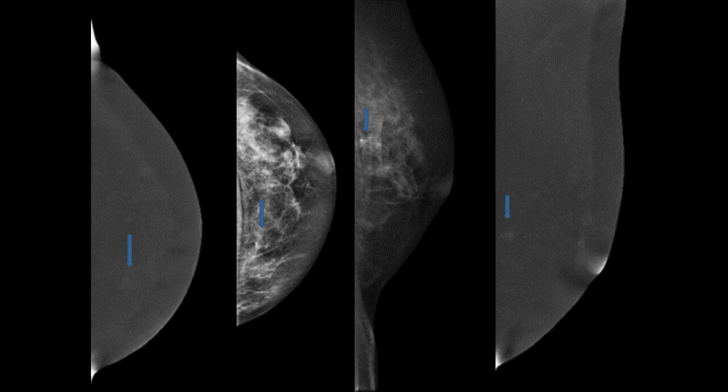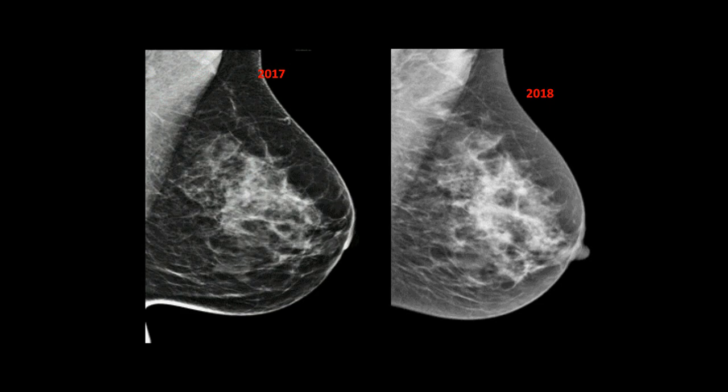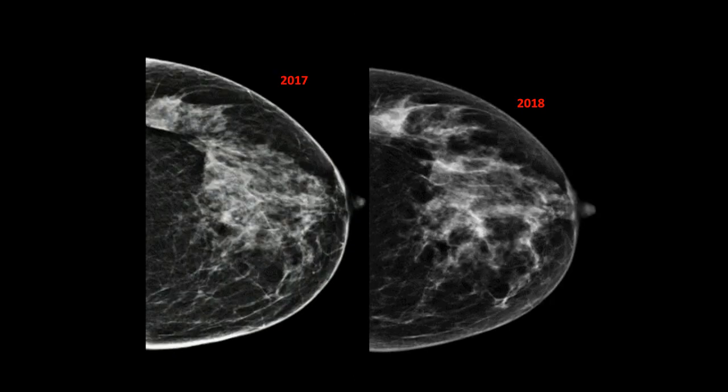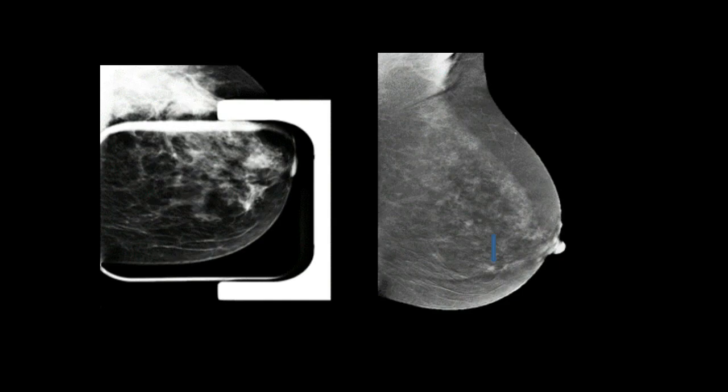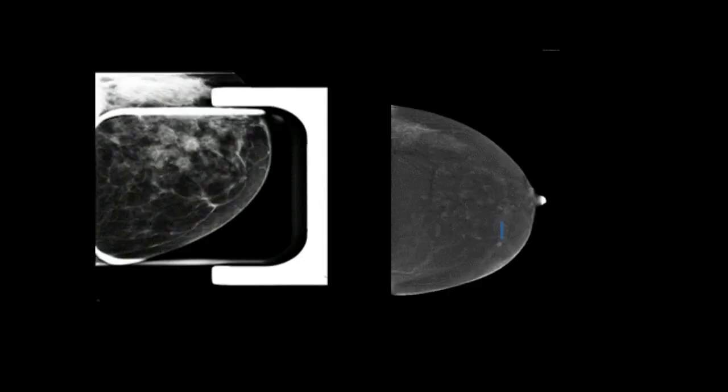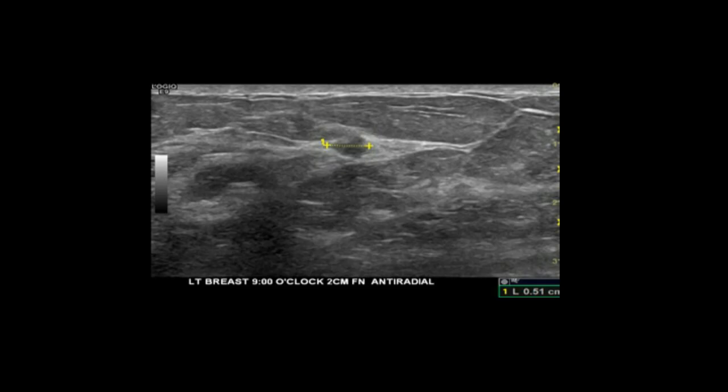This is a patient we recently saw who had heterogeneously dense breast and negative low energy image. And one of my brilliant colleagues found this tiny enhancing mass in the lower inner portion of the breast. My equally wonderful ultrasound technologist was able to find this small invasive cancer.